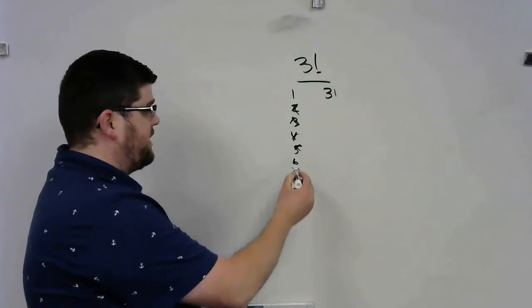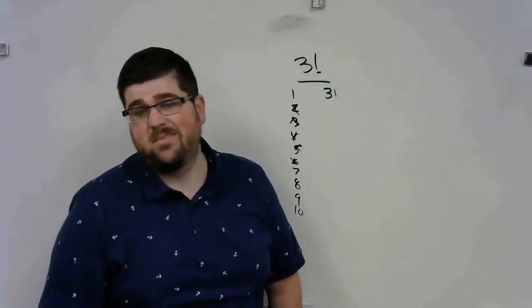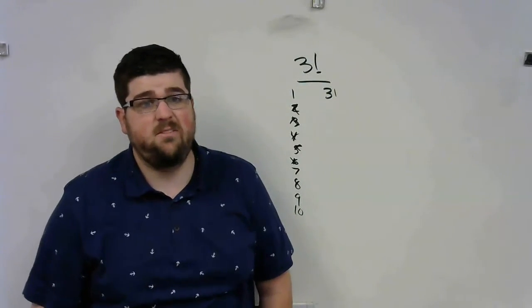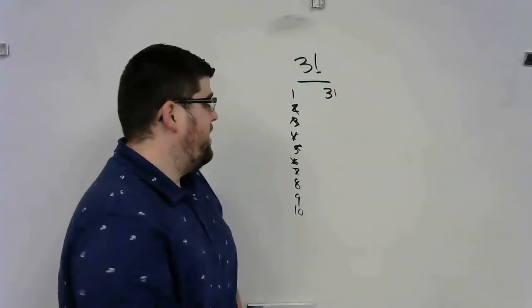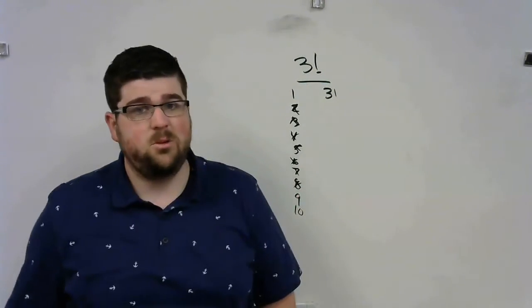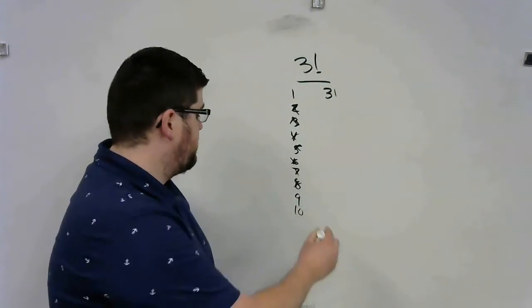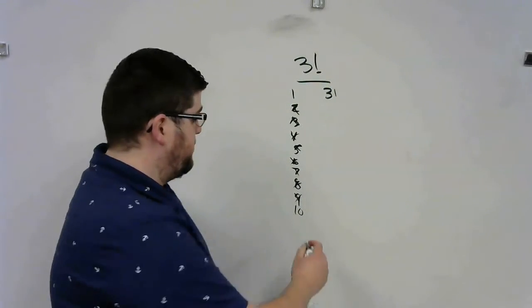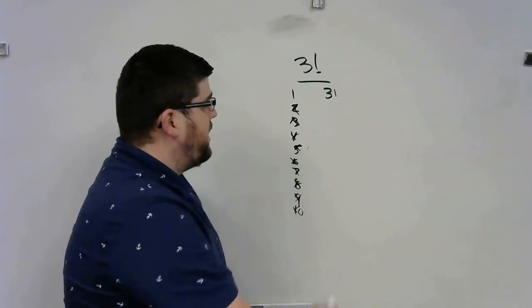30 and 36 is as close as I can get. 7? Can't do that either. 28 and 35 is the closest I can get. And then 8 would be 24 and 32. 9 would be 27 and 36. And then 10 is 30 and 40. So I went through the list and I ruled out every single one.